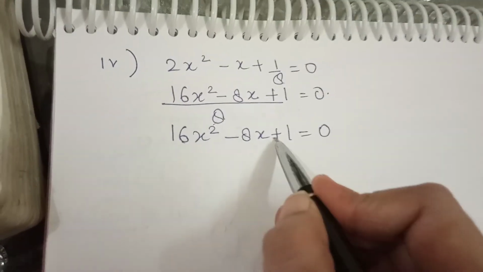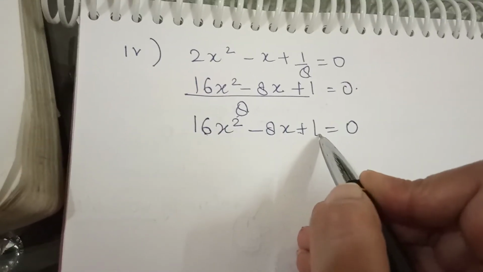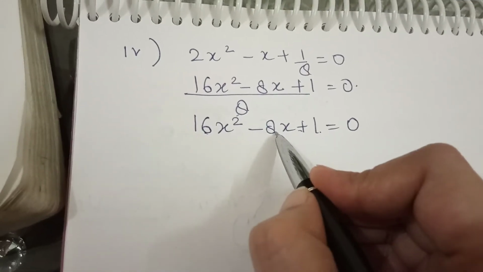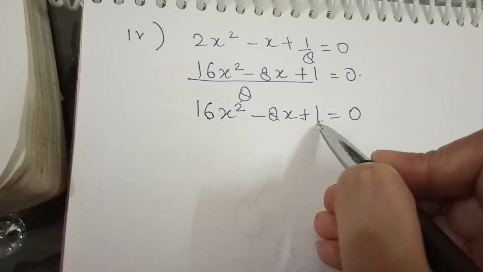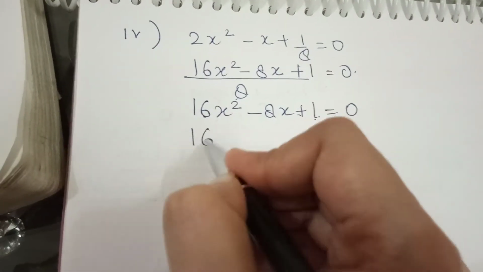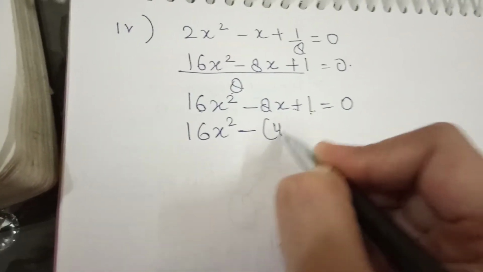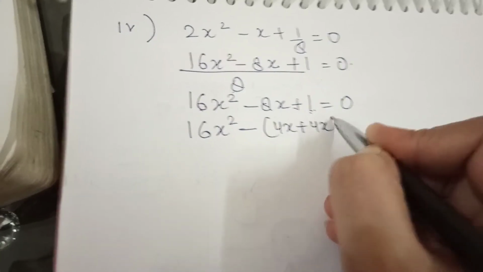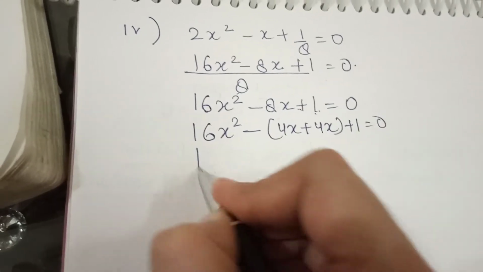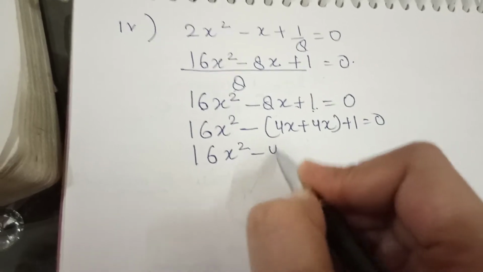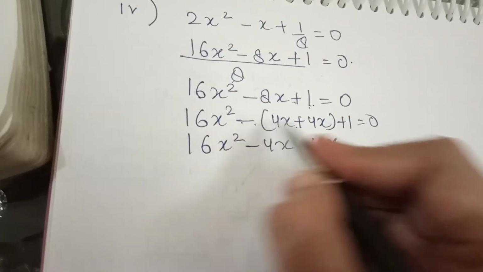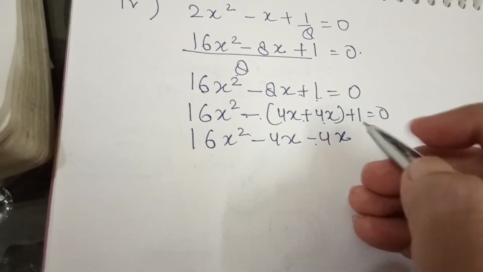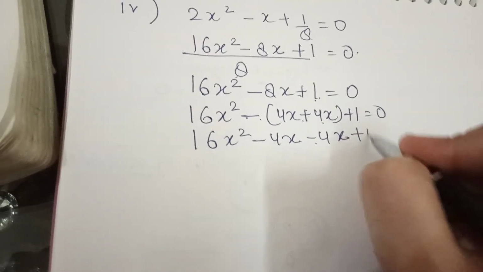So 16 into 1, 16. So we need two numbers. The addition should be 8 and multiplication should be 16. So 4 into 4 16 and 4 plus 4 8. Yes. So minus 4x minus 4x plus 1 equal to 0. Now open the bracket. Minus 4x minus 4x. Why? Because minus sign is here. When we will open the bracket, it will also convert in the minus sign.